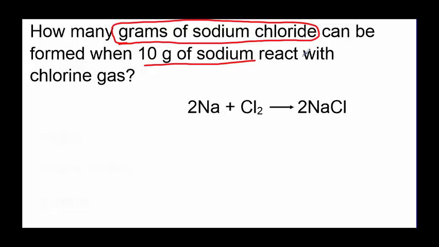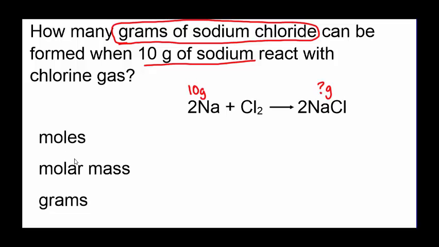Now the reason we need to know that it reacts with chlorine gas is so that we can write a balanced equation. So remember that you must have a balanced equation. Okay? So what I'm going to do is label my balanced equation. So I'm looking for grams of sodium chloride, that's NaCl, and I start with 10 grams of sodium, which is Na. Now what I'm going to need to find my magic number here and to solve this problem, I'm going to need moles, molar mass, and grams.